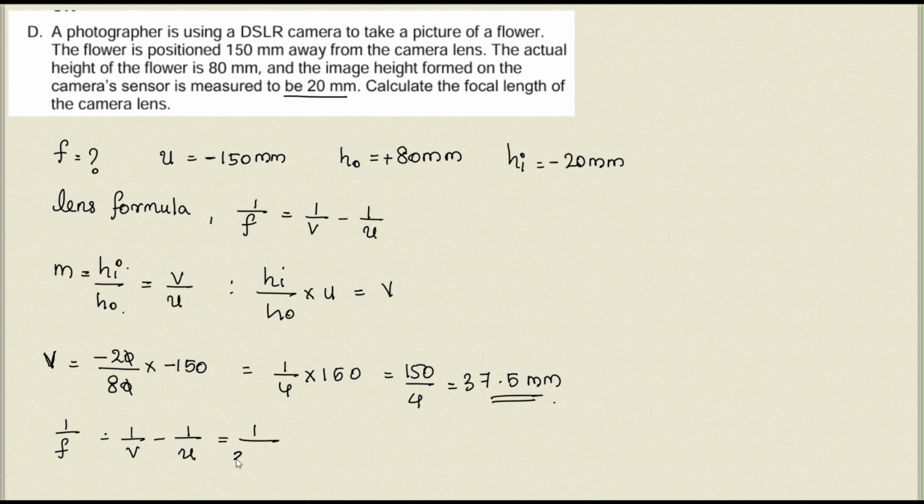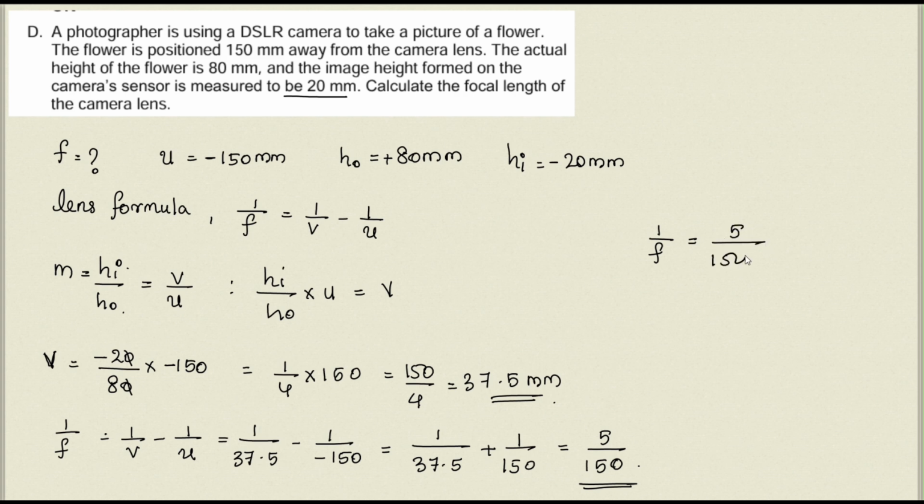So 1 by 37.5 minus 1 by U, that is 1 by minus 150. Now negative and negative will become positive. So it is 1 by 37.5 plus 1 by 150. Either you can take the LCM or you can cross multiply. Anyways, you will be getting 5 by 150 as the 1 by F answer. Now you take the reciprocal because 1 by F is 5 by 150, right? So you have to take the reciprocal. So F is equal to 150 by 5 and that is equal to, yes, it is 30 millimeter.